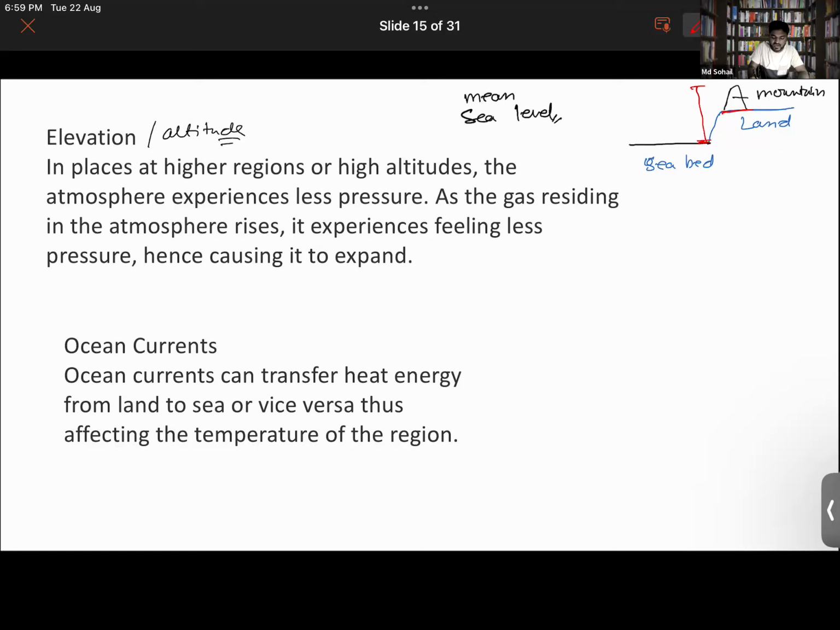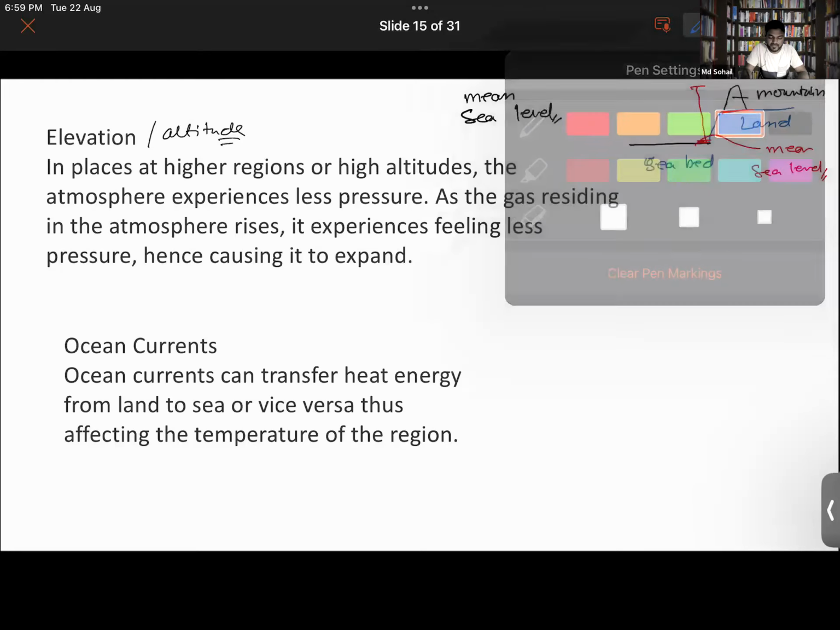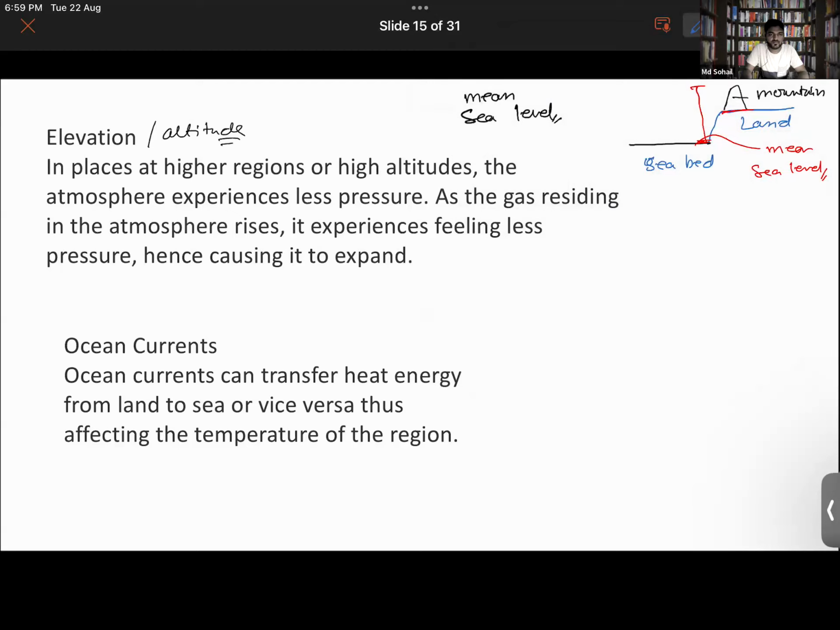Getting it now? And this bottom of the seabed is simply called mean sea level, from where you start measuring the elevation. Is it clear? Sundus and Vaiga, please do tell me.